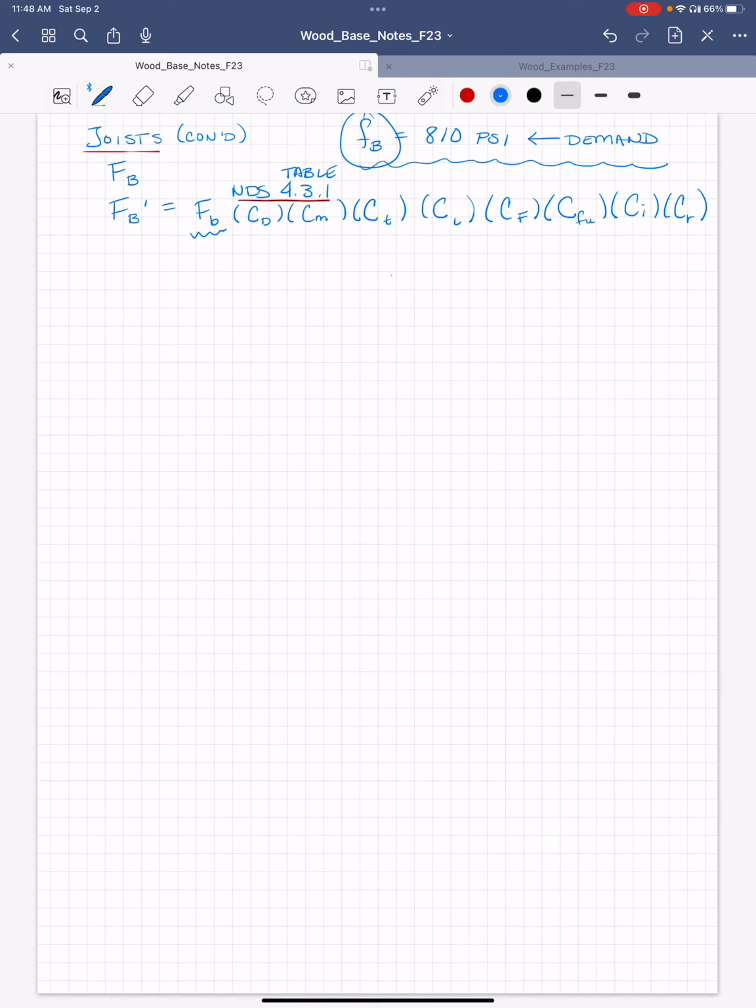So we can look that up. If I go into supplement table 4A, I can look up the F sub B value for number 2. And I will get F sub B equals 850 psi. All right, so if you take a look here, our demand is 810.